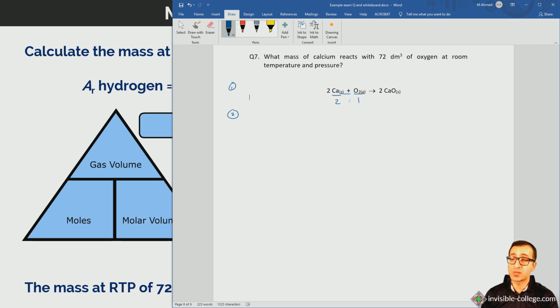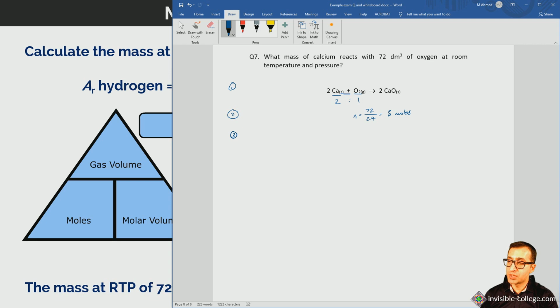So the second step is to work out from the information given the number of moles of any of the substances involved. So in this case, we have the volume of oxygen gas, and we're being told it's at room temperature and pressure. So we know that any 1 mole of any gas is going to occupy 24 cubic decimeters at room temperature and pressure. So from this information, we can calculate the number of moles of oxygen gas that we have. So in this case, the number of moles of oxygen gas is going to be the volume divided by the molar gas volume. So this is going to give us 3 moles.